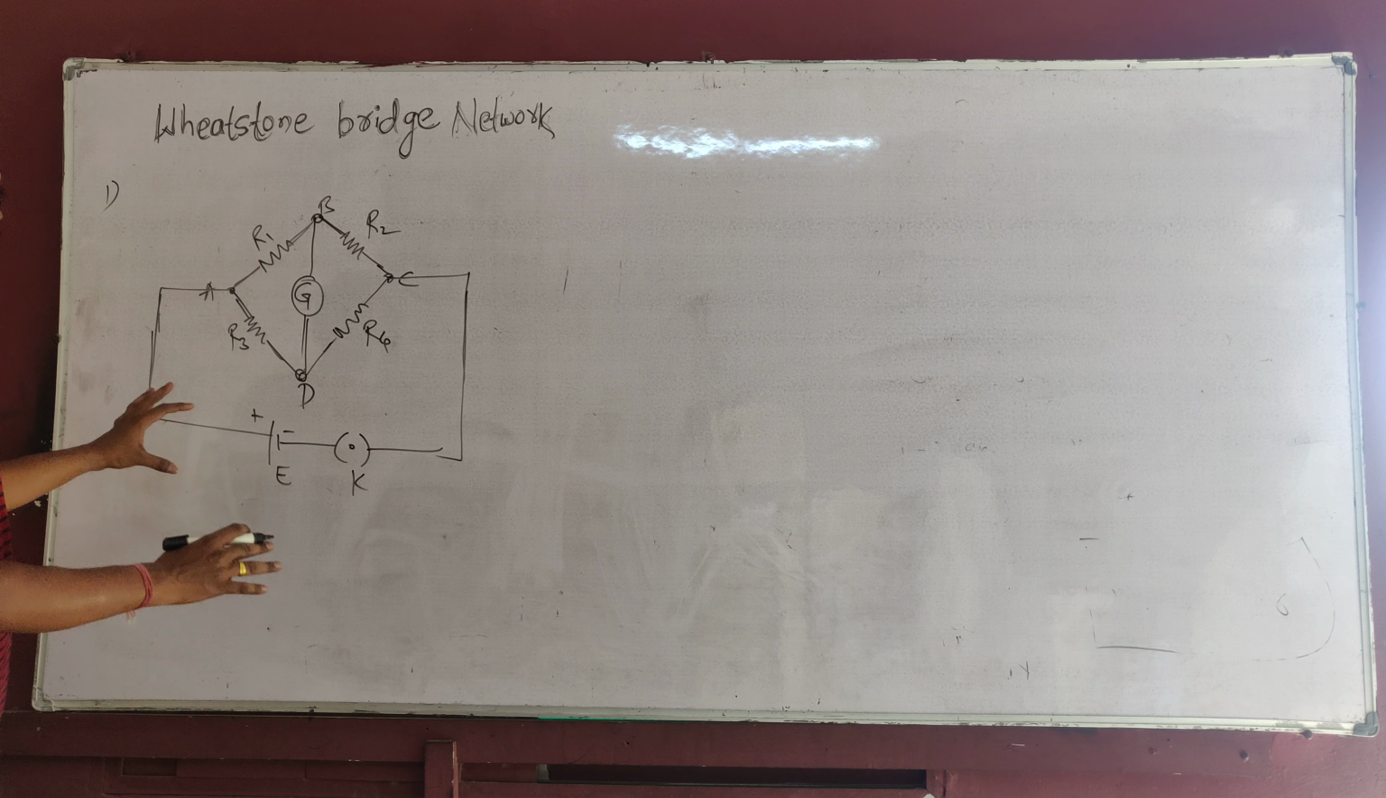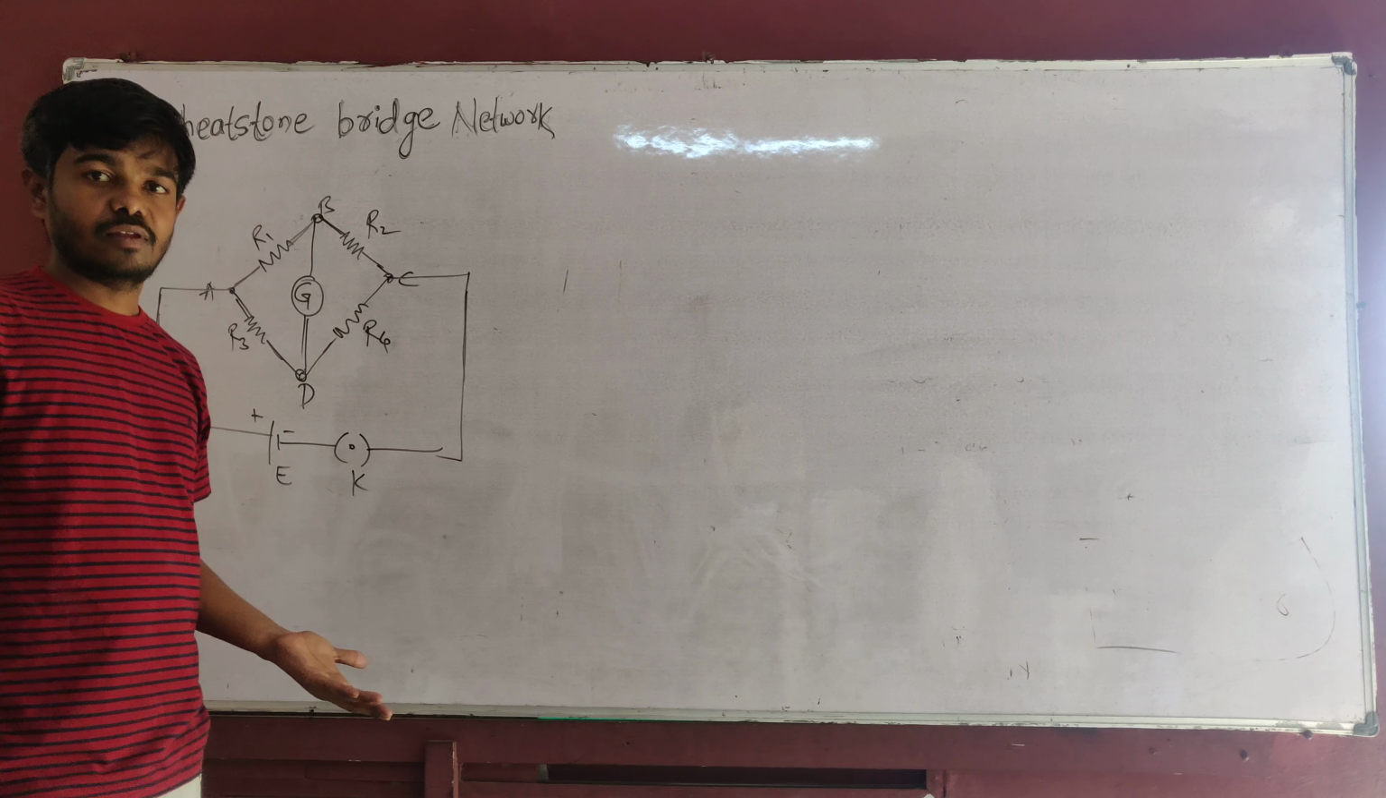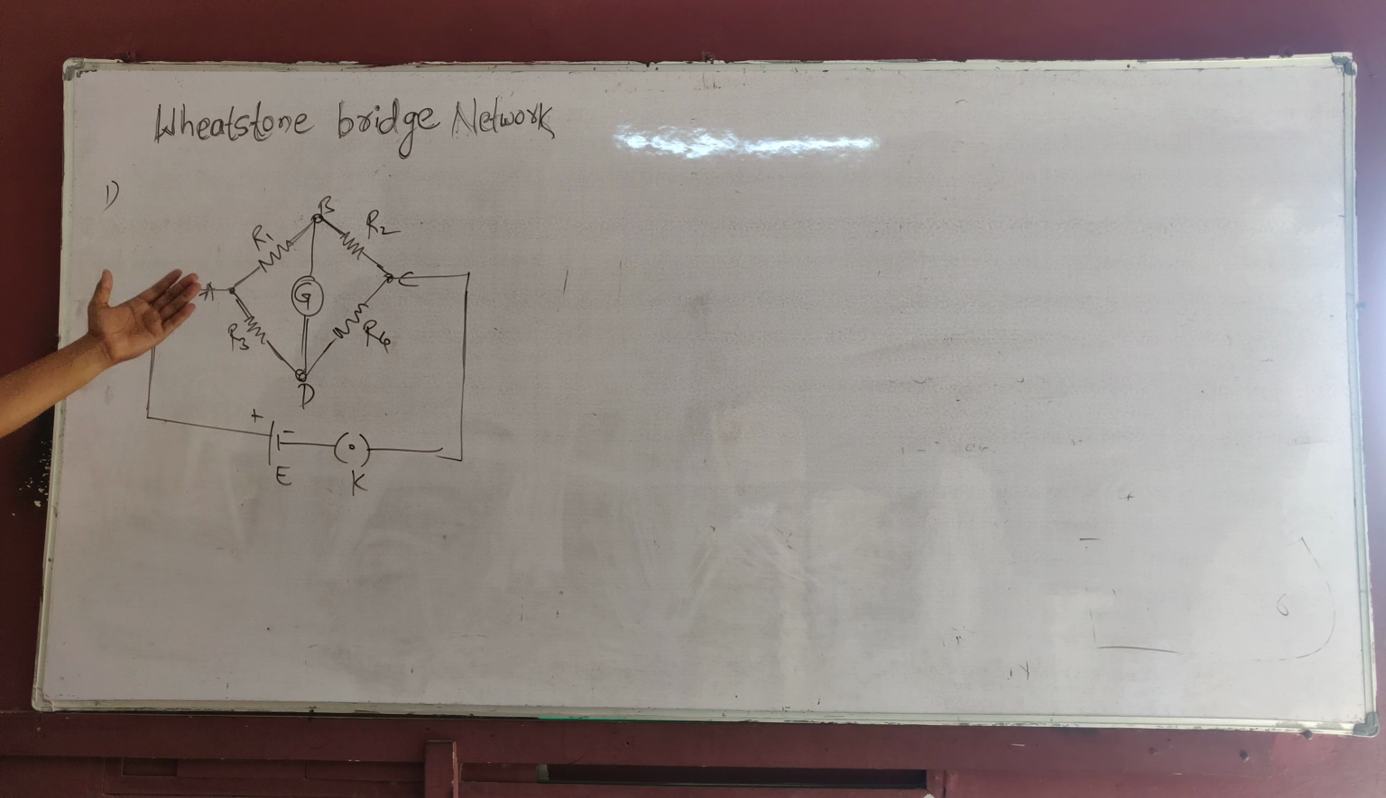Now this expression can be divided into three parts. First, that is nothing but the construction of that network. Next, second part is nothing but the diagram, and third is the working. Now the first part of this Whiston network, that is nothing but the construction.